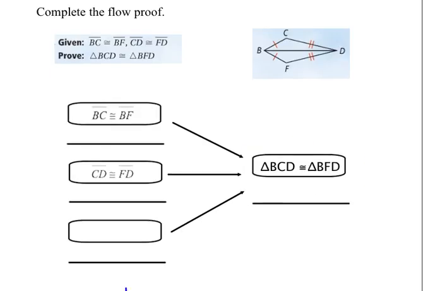Oops, that is not ideal. Okay, there we go. So it says complete the flow proof. Given BC is congruent to BF and CD is congruent to FD. So before you even worry about this whole flow proof business, look at your picture. Just kind of digest it so you can figure out where you need to go.